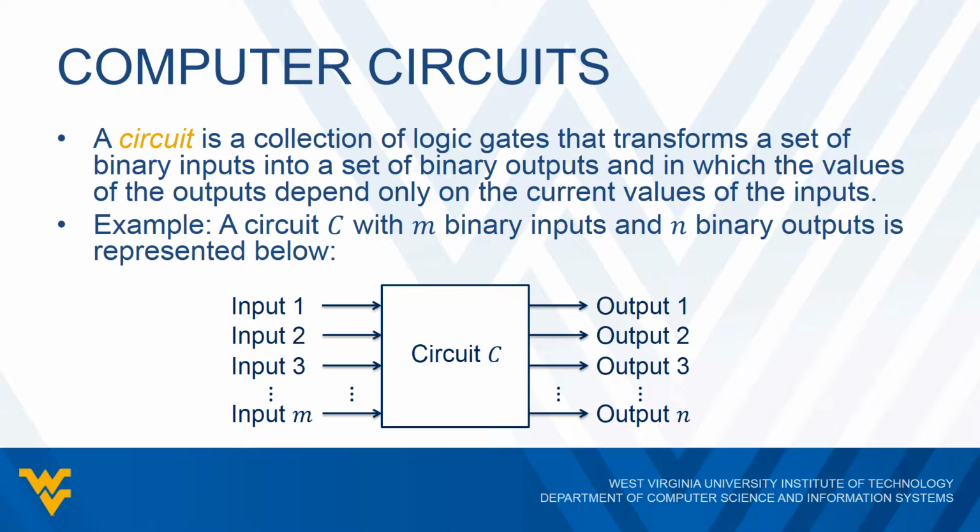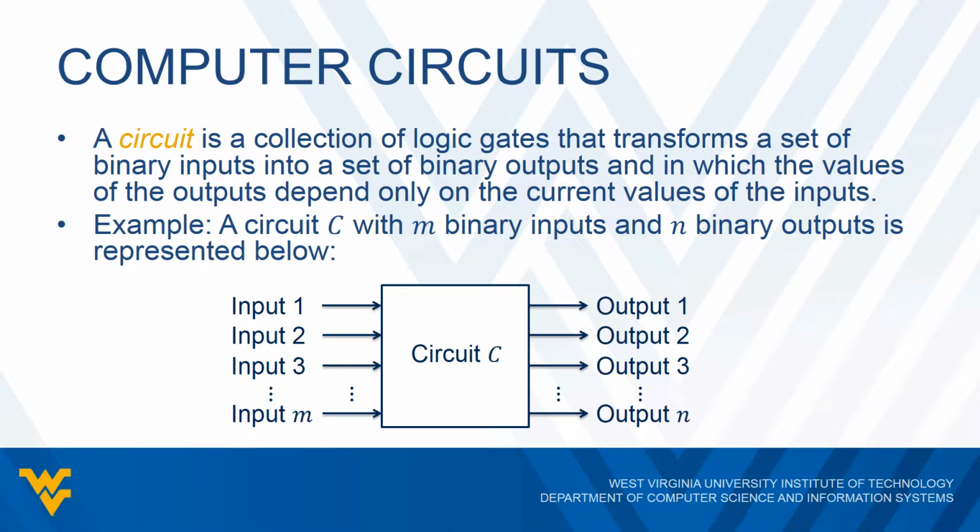The gates inside the circuit C can be interconnected in any way. We're going to use a combination of AND gates, OR gates, and NOT gates. There may be some other types of gates, but we're not really going to worry about them in this class. The only ones we're going to worry about are AND, OR, and NOT. But inside this circuit, there could be any combination of these gates.